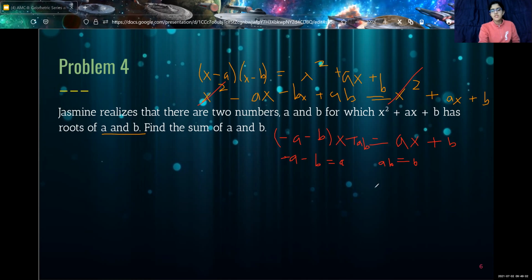Okay, so negative a minus b. Someone wanted to do that. However, when we substitute this into this, we're still going to get something in terms of a and b. We don't want that. We only want to get it in terms of a or in terms of b. So what would we do?